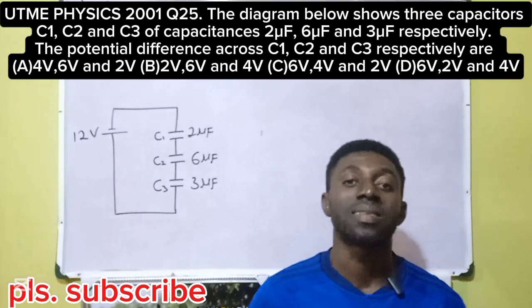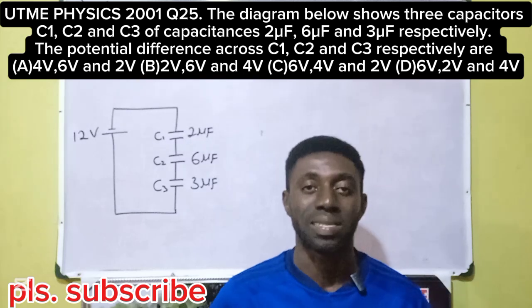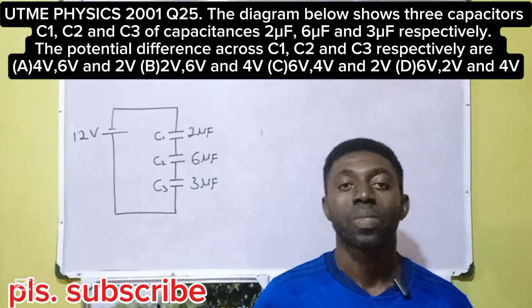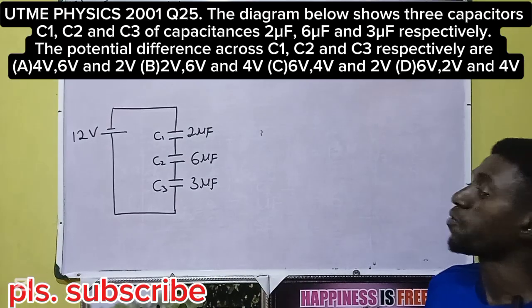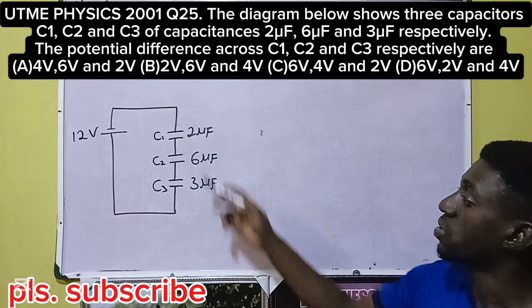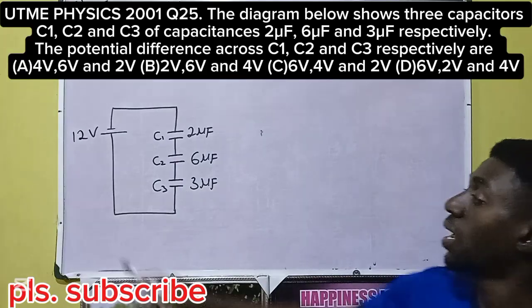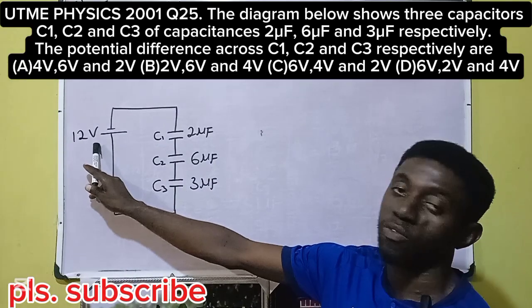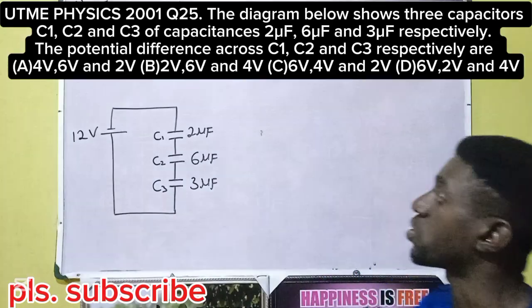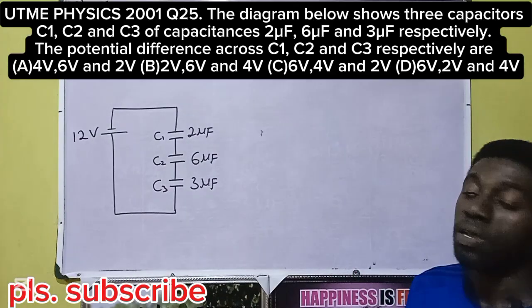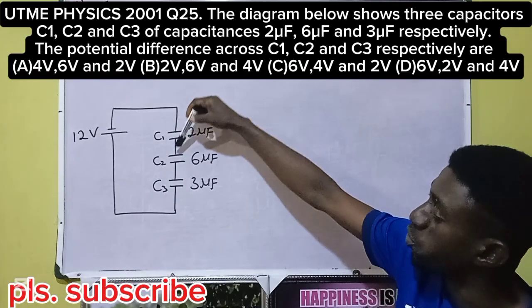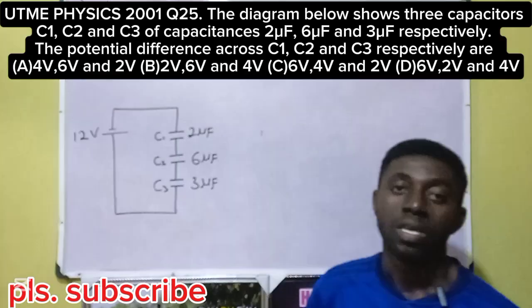Our question today is centered on capacitance of a capacitor. Taking a careful observation of the diagram, we'll be seeing the capacitances C1, C2, and C3, and the total voltage, the source of energy, 12 volts. And the question is demanding for the potential difference of voltage in the individual capacitors.